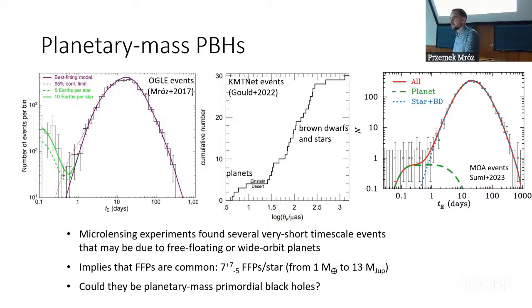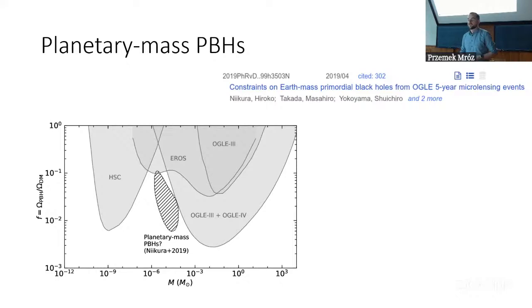But perhaps they are not planets. Perhaps they are planetary mass black holes. And again, this idea may seem crazy, but there was this Japanese paper that claimed that if our short timescale microlensing events are planetary mass black holes, then those black holes should comprise from 1% to 10% of the whole dark matter in the Milky Way. And again, as crazy as it may seem, this paper has 300 citations, which is more than my original paper about the OGLE discovery of short timescale events. So this shows you that some people take it seriously.